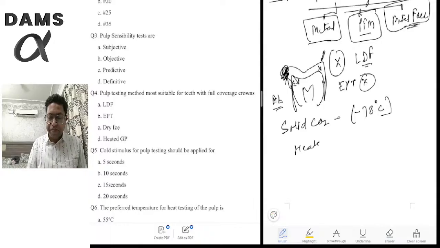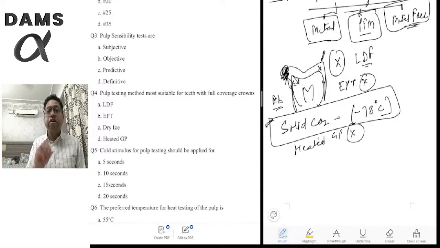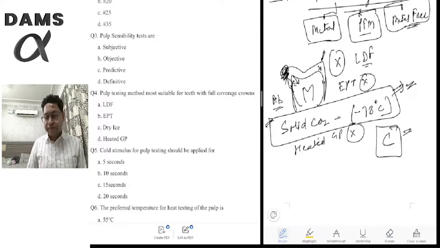Heated GP again is not sufficient to penetrate the thickness of full coverage crowns. So it is solid carbon dioxide, although it is not as accurate as laser Doppler flowmetry, and LDF is present in the options. Do not get confused. For teeth with full coverage crowns, we can use solid carbon dioxide. It is preferred. So option C would be the answer. Coming over to the next question.